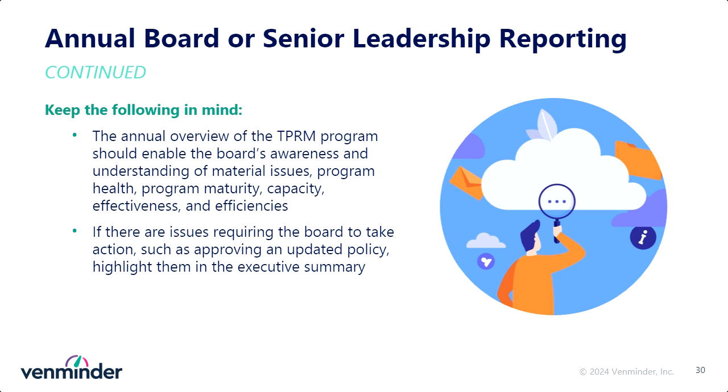Some things to keep in mind on the annual reporting is that you should enable your board's awareness and understanding of any of these material issues, your capacity internally, any sort of budget requirements you may need if you're inadequately equipped to service and continue to execute on your governance program and your third-party risk management program. And then also making sure that if there are any sort of issues, such as changing your policies or procedures, you want to highlight them in your executive summaries of your third-party risk management program reporting and ensuring that your board of directors and your other key stakeholders are all on the same page on these matters.